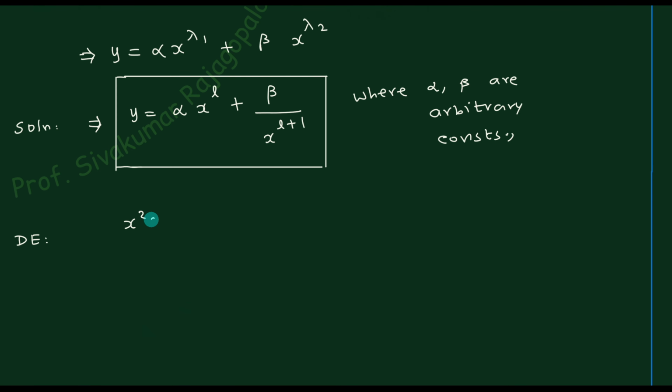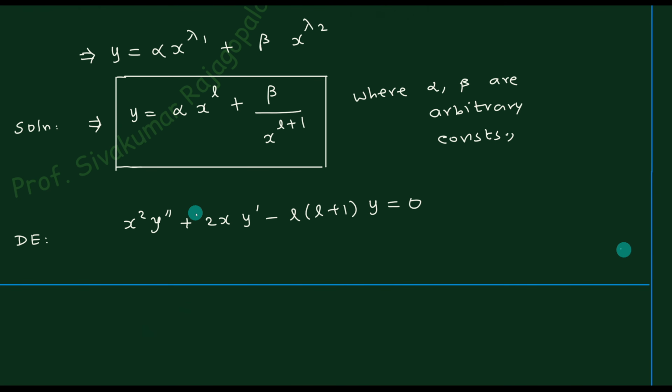So let me therefore write down so that you remember: x square y double prime plus 2x times y single prime, and then you get a minus of L into L plus 1. You now understand why this is written. Earlier we started with k square, and then now you understand that ultimately we end up with another number, positive number. Remember, L is a positive number, and we get this.